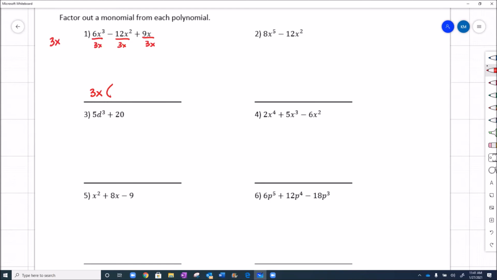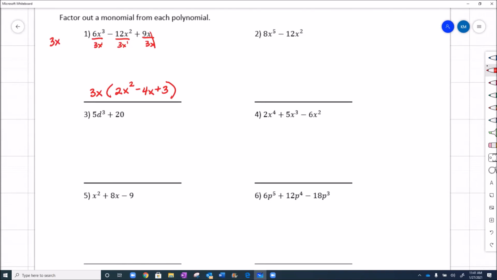So 6 divided by 3 is 2. X cubed divided by x to the first, x squared. 12 divided by 3, -4. X squared, x to the first, x. 9 divided by 3 is 3. X divided by x cancels out. And here's what we have.